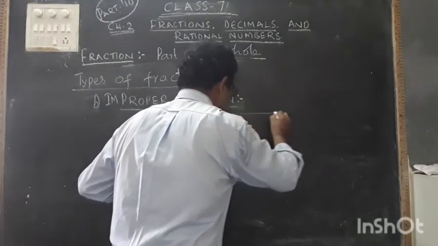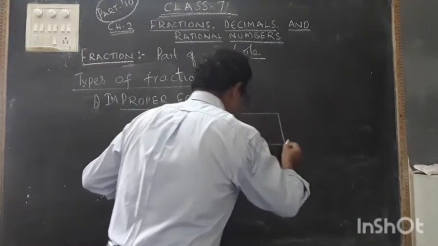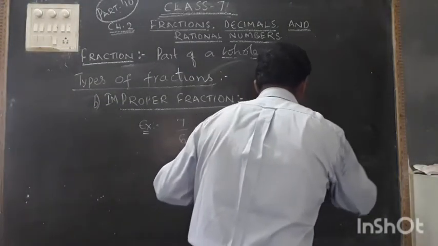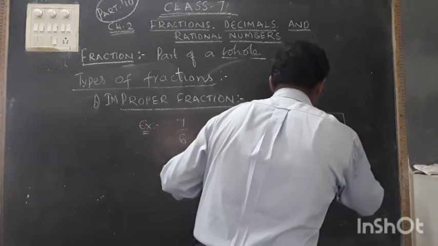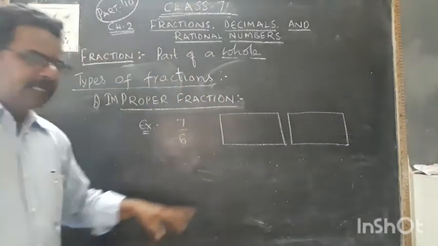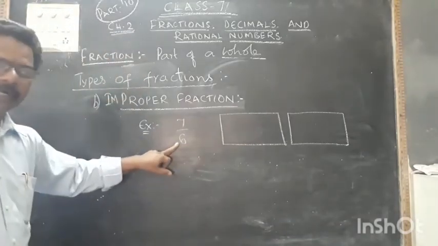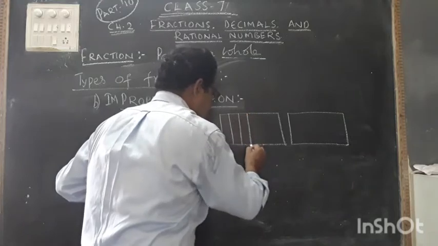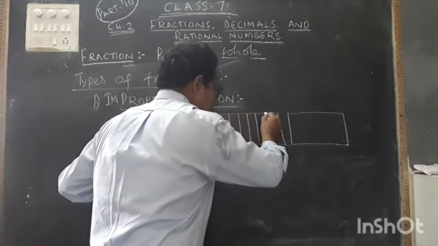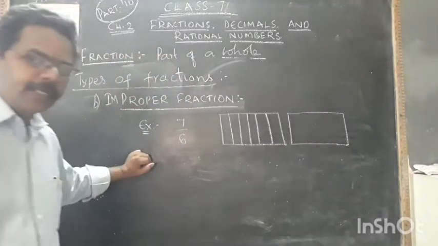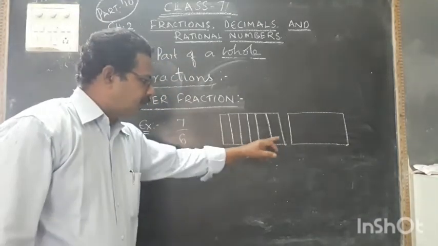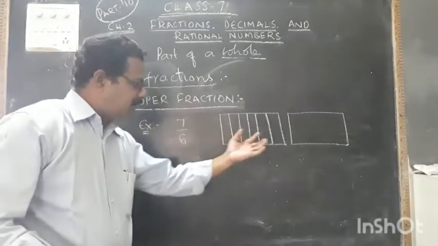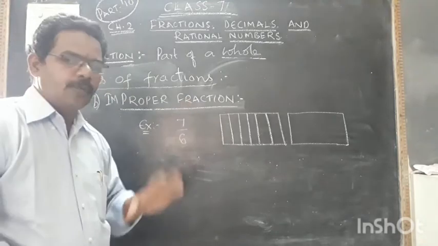Suppose one object I have taken is a Dairy Milk chocolate or something. I have taken another chocolate. Totally 2 chocolates I have taken. Each chocolate I have to make into 6 parts. Means 1, 2, 3, 4, 5, 6 parts. I made the total object into 6 parts, and I have taken 6 parts. 6 by 6 is equal to 1.